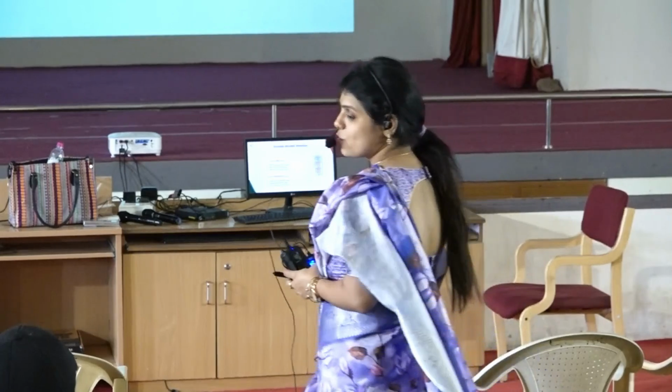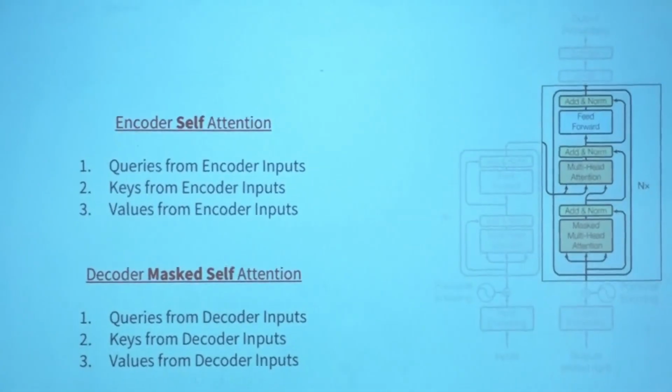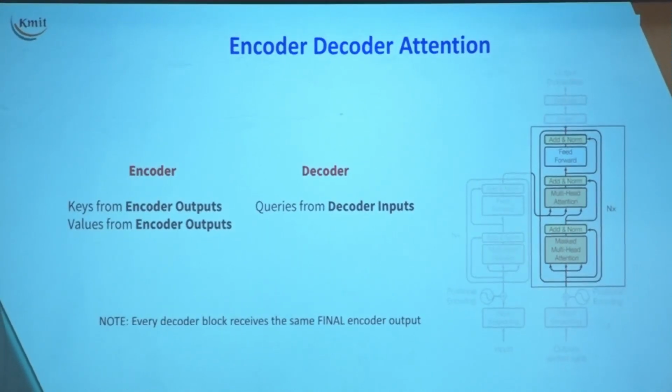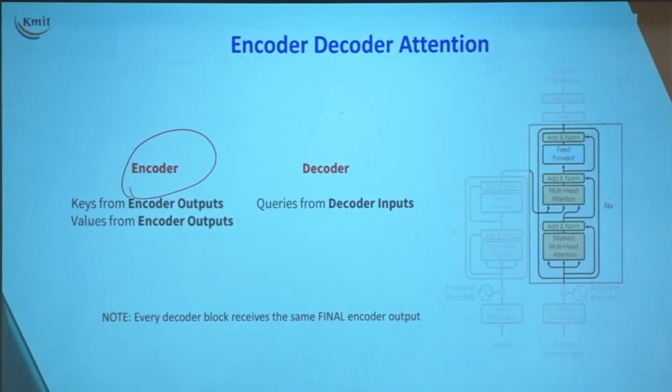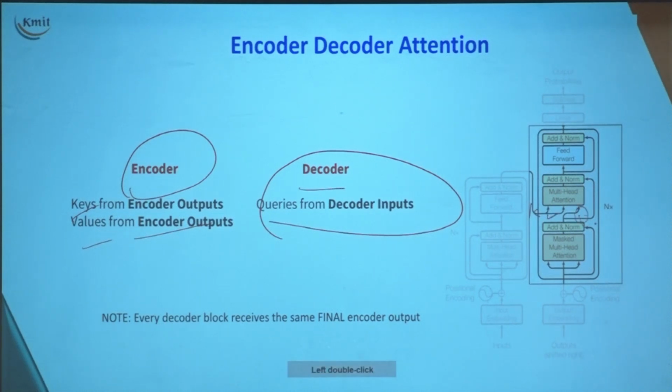Why are we calling it cross-attention? Because the decoder MHA will take Q from the decoder masked MHA, and K, V from the encoder. Are you all clear with this? Okay, look at this. This is what I am talking about. The encoder will have keys and values from the encoder. The decoder will have queries from the decoder inputs, whereas keys and values come from the encoder. So this is K, V, and this is Q. Got it?